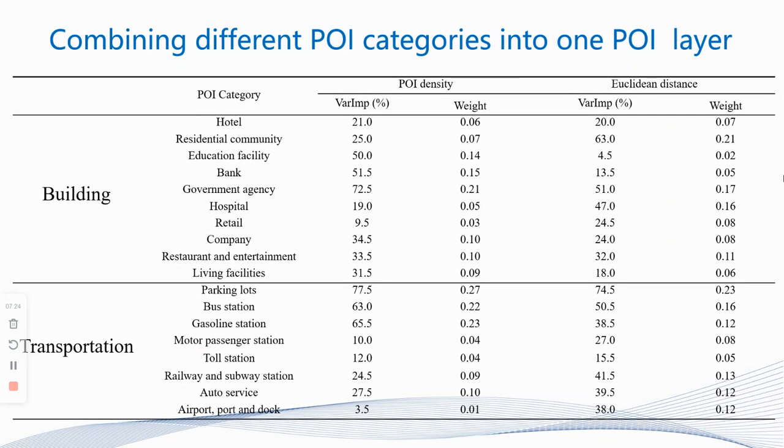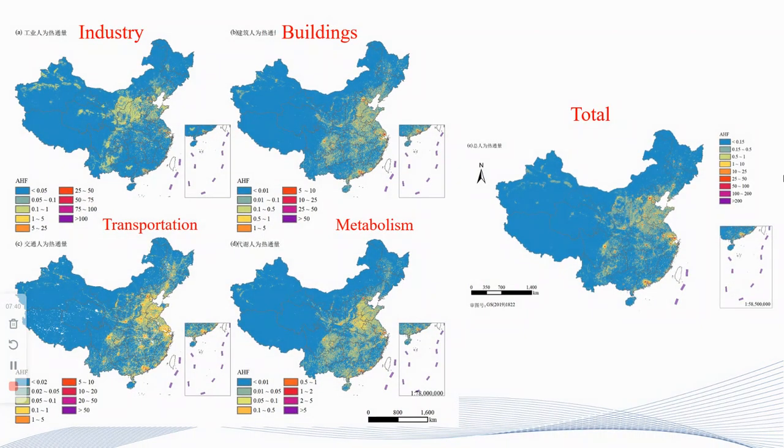For different POI categories, we use the variable importance as a weight to combine different categories into one POI layer for building the source of building and transportation. So this is the result. This figure shows annual mean HE emission from industry, buildings, transportation, and metabolism. This shows the total.